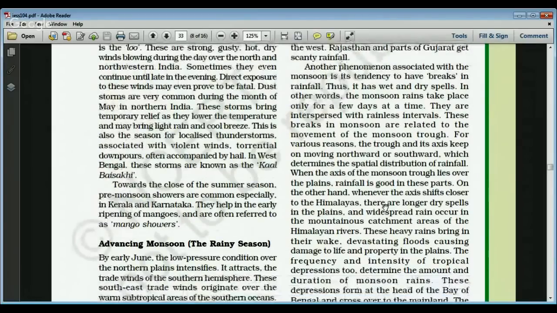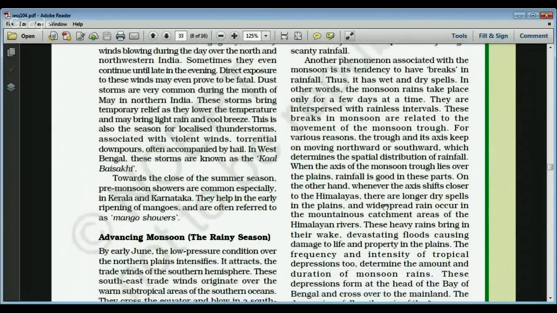Now another phenomenon associated with the monsoon is the tendency to have breaks in the rainfall, and it has wet and dry spells. See, monsoon rains take place only for a few days at a time, and then they take breaks. And these breaks are related to the movement of the monsoon trough.